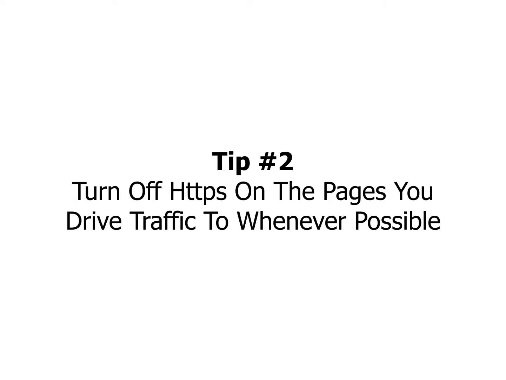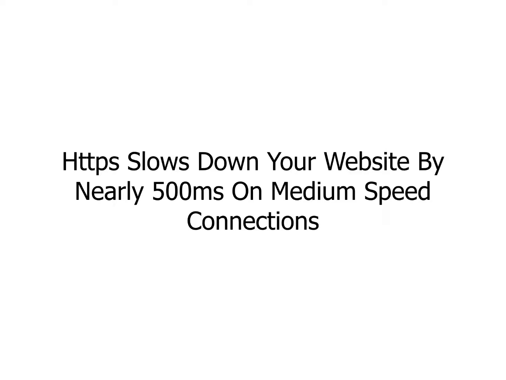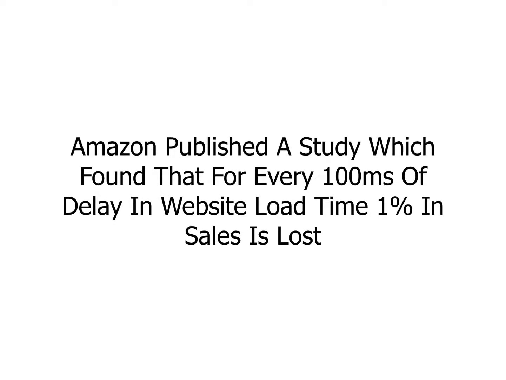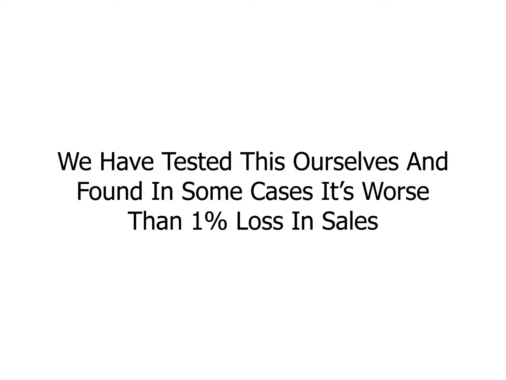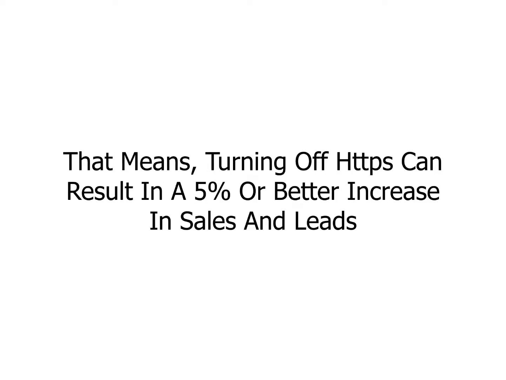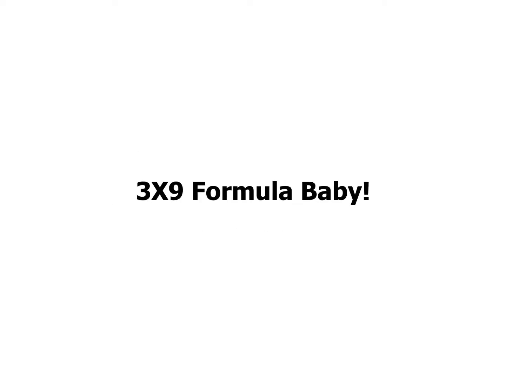Tip number 2, turn off HTTPS on the pages you drive traffic to whenever possible. HTTPS slows down your website by nearly 500 milliseconds on medium speed connections. Now, Amazon published a study which found that for every 100 milliseconds of delay in website load time, they lost 1% in sales. Now, we've tested this ourselves and found in fact, in some cases, it's even worse than 1% loss in sales. So that means turning off HTTPS can result in a 5% or better increase in your sales and leads. 3x9 formula, baby.